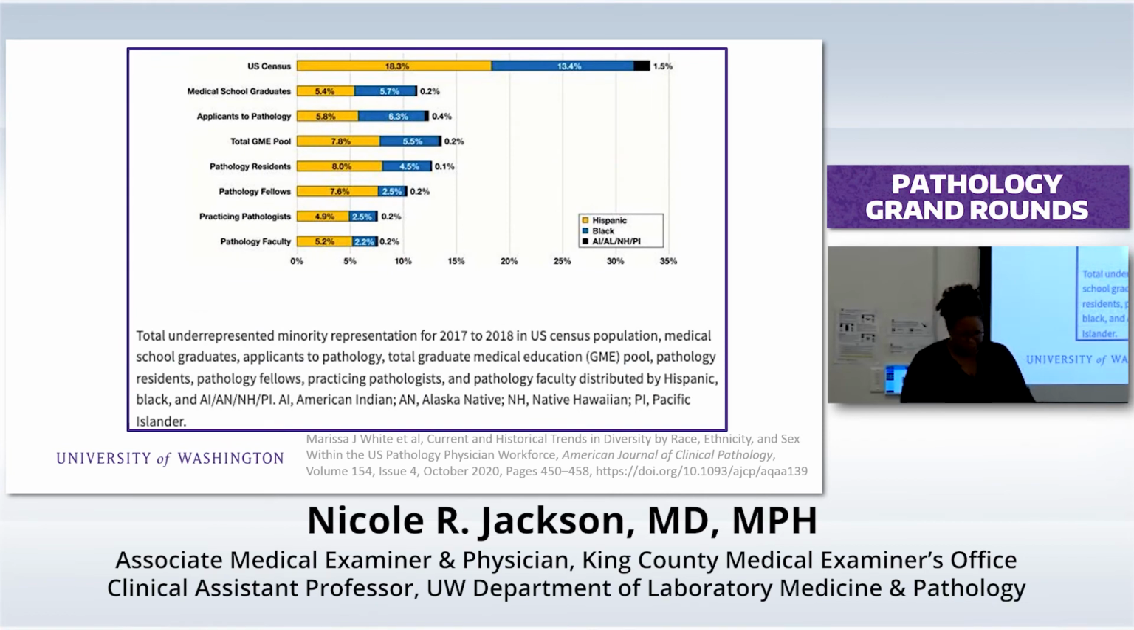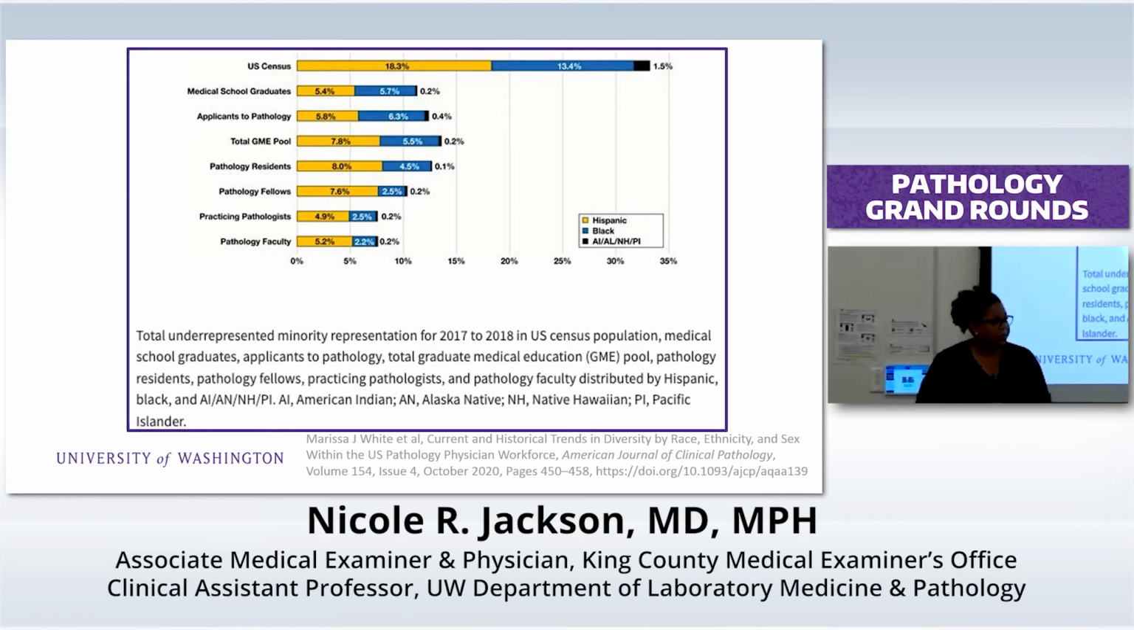This is from the same paper, and they compare the US Census to med school graduates, applicants to pathology, and all the way down to the faculty level. You can just see by the time you get to the faculty level, how few there are of anybody that's considered underrepresented in medicine. And the question is not only how do we get more people into medicine and into pathology, but how do we retain people? Where are people going from this jump from the residency column down to the faculty column?